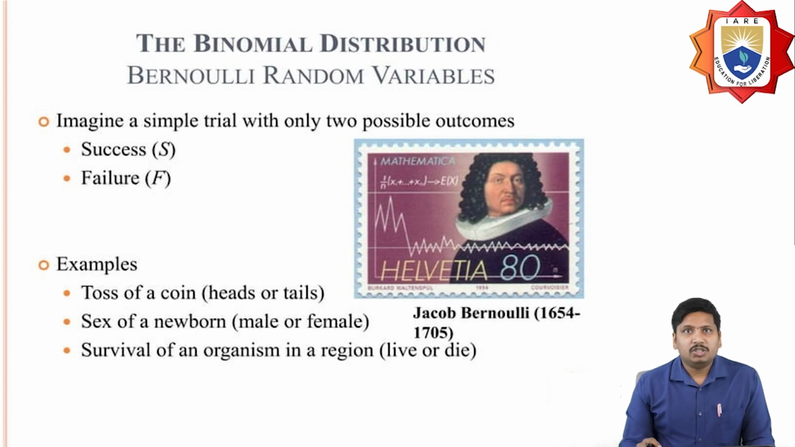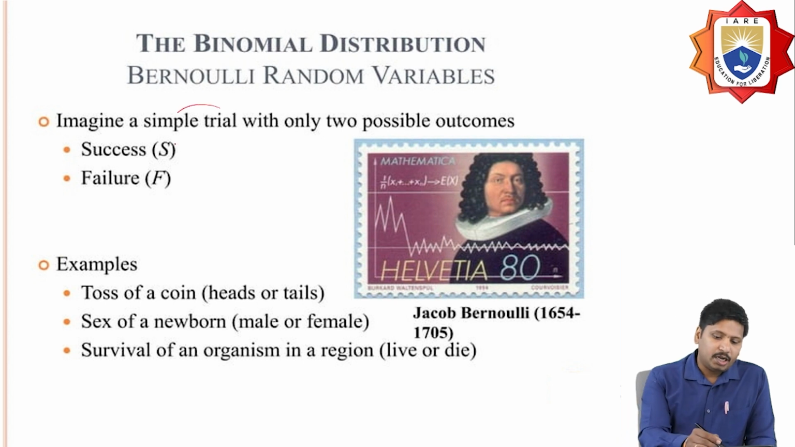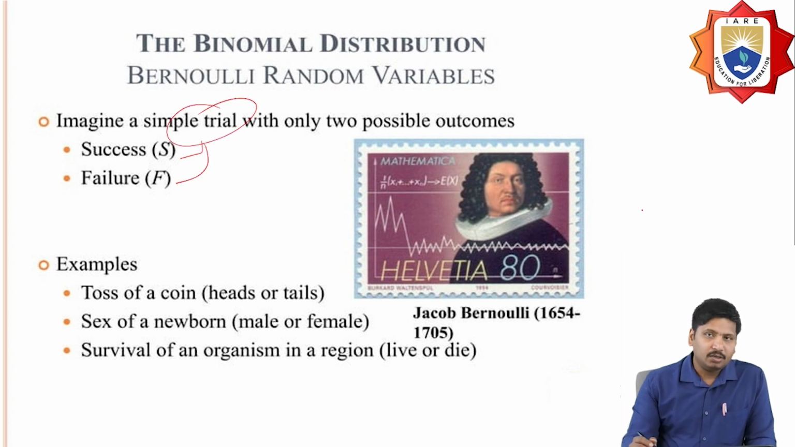The next one is the binomial distribution. Here you have to imagine a simple trial with only two possible outcomes, either success or failure. For example, tossing a coin gives either head or tail, the sex of a newborn is either male or female, and the survival of an organism is either live or die. Whenever a trial has success and failure, I am going to consider the binomial distribution.